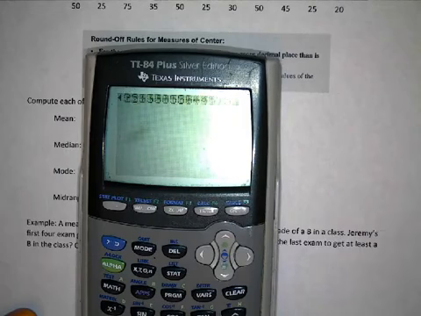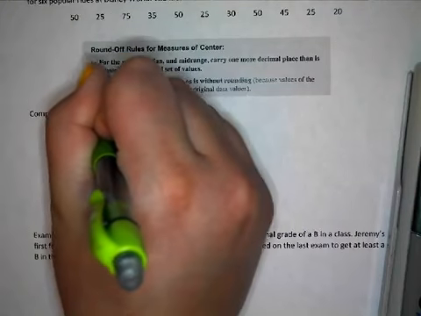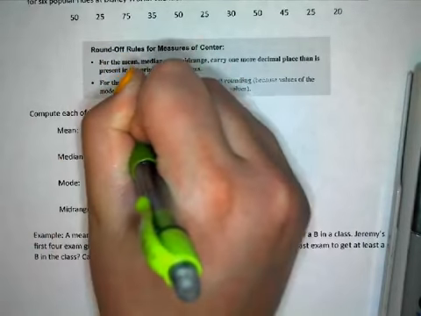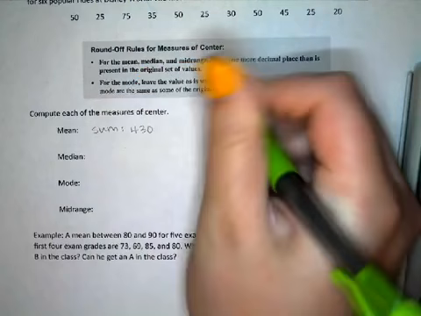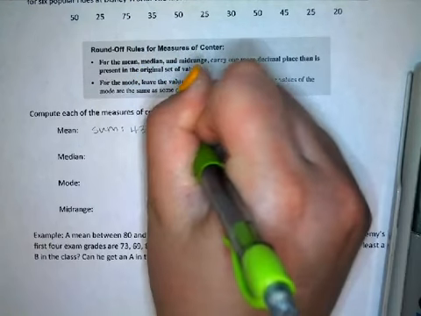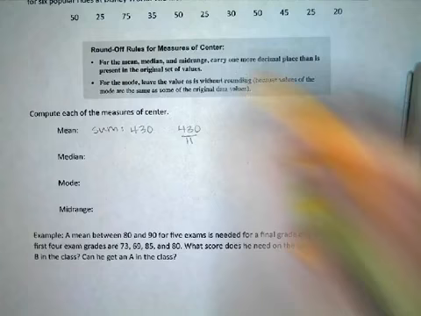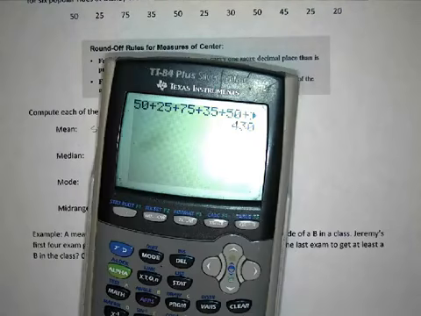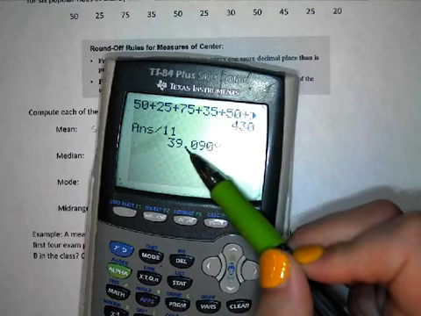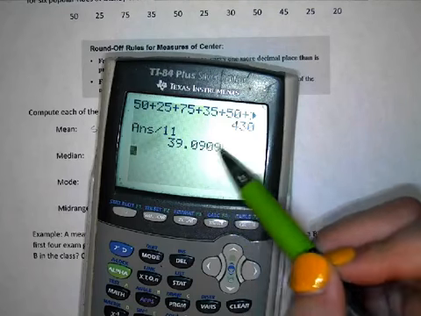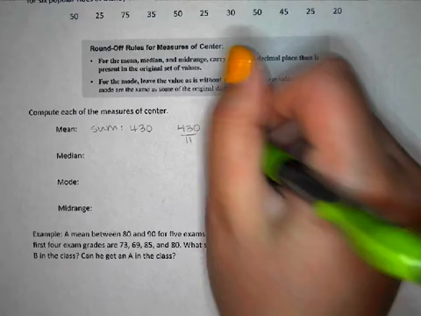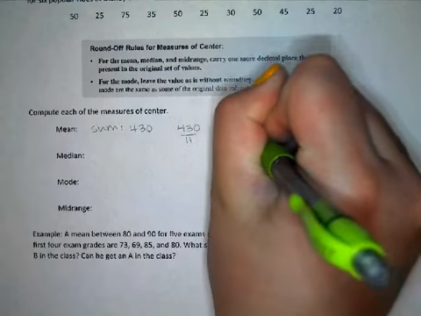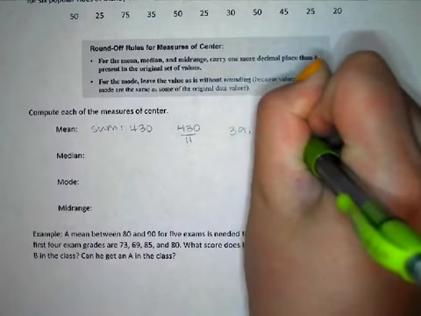So the sum is 430, and we're going to take 430 and divide it by 11 to find the average, because there were 11 times. So it'd be 39.1, the 0 is going to round to a 1, 39.1 minutes would be the mean for the wait time.